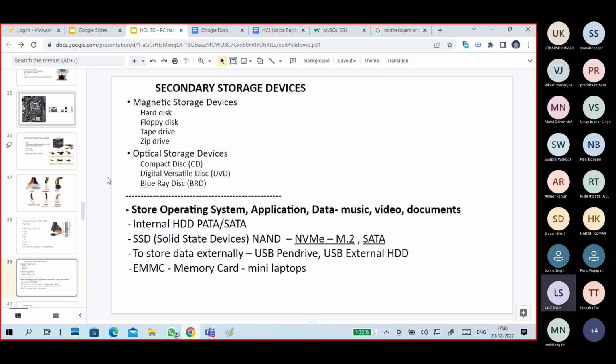Sir, SMPS converts AC to DC, then DC is supplied to whom? Who needs DC power? DC power is supplied to your motherboard, your hard disk, your CD-ROM. So all the internal parts run on DC power supply, right? Yes. If you connect a pen drive, it also needs a power supply, right? Yes, USB also needs it. It will get that through the motherboard or through a wire. Very good.